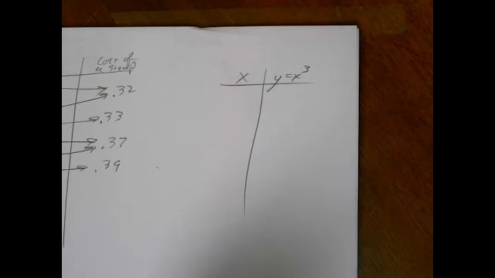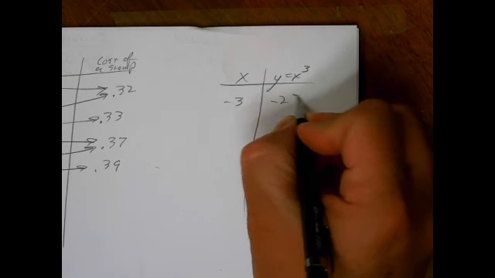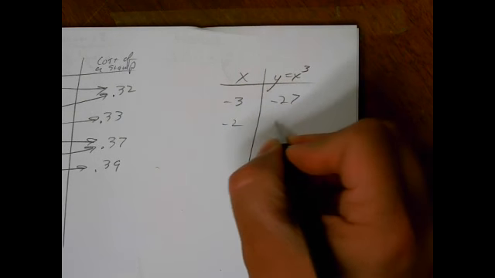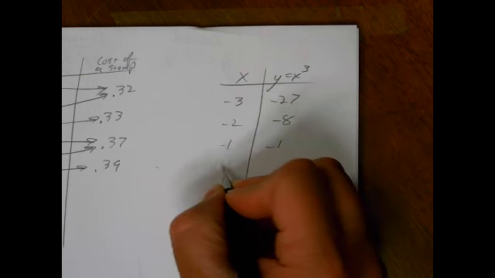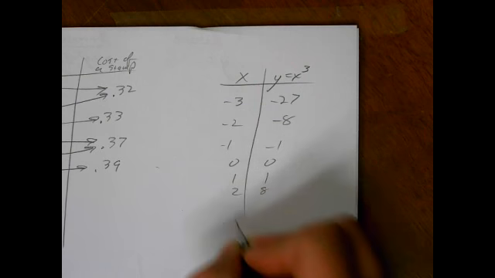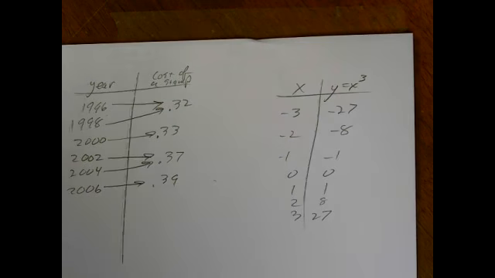Let's look at a number versus its cube. When you take -3 and you cube it, you get -27. When you take -2 and cube it, you get -8. -1 cubed is -1. 0 cubed is 0. 1 cubed is 1. 2 cubed is 8. 3 cubed is 27. So again, here are two relations for us to look at.